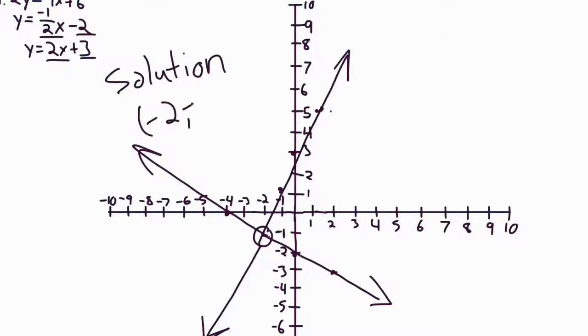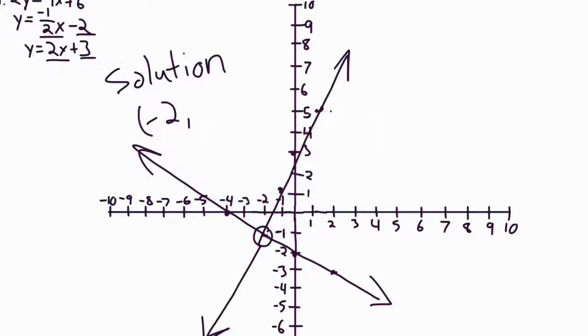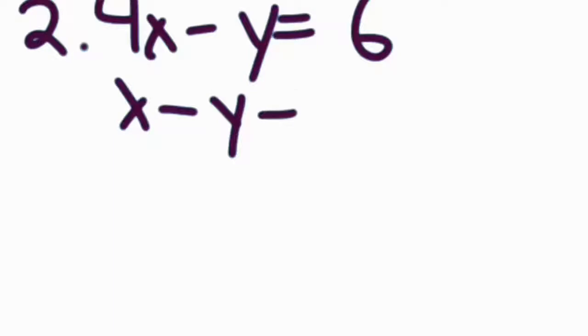And then you write the coordinate. Actually, it's negative 2, 2. Oh, I messed up. It's actually, sorry, negative 2, 1. My mistake.